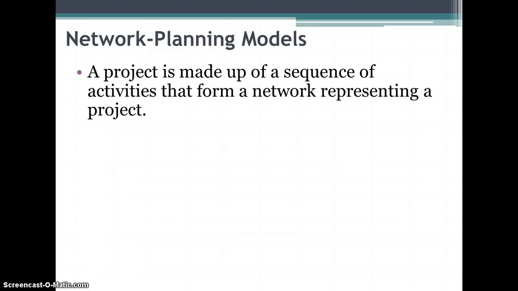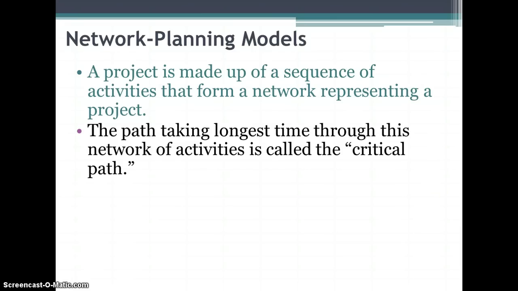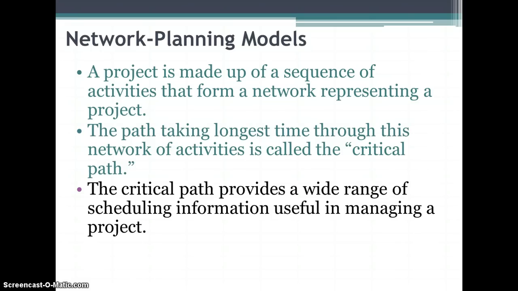CPM, or the critical path method, is used to determine the critical paths in project networks. The critical path is the path that takes the longest time through the network of activities. It is also the path in which all of the activities have zero slack. We'll define what slack means as we move through this presentation.